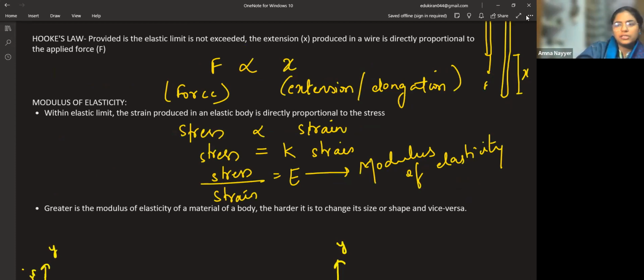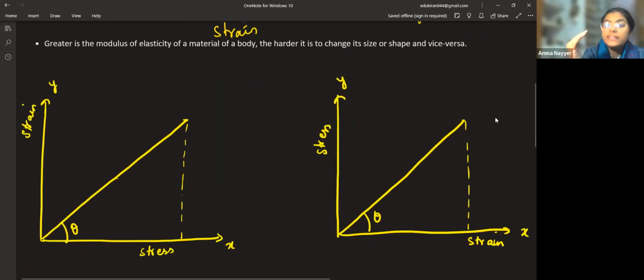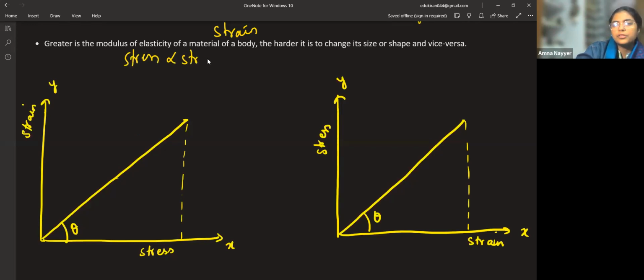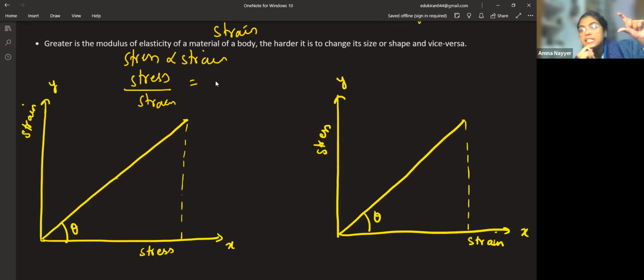Now, one last thing before you all write it down. The graph. Stress divided by strain gives you the modulus of elasticity. If I have this graph, theta is the angle being formed. I know stress is directly proportional to strain, right? So stress divided by strain will give me the slope of the graph. Look at the first graph. This is strain by stress, right? So this will be 1 by E.